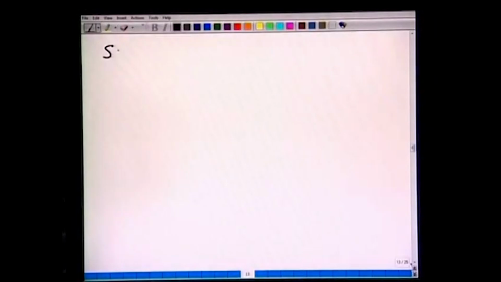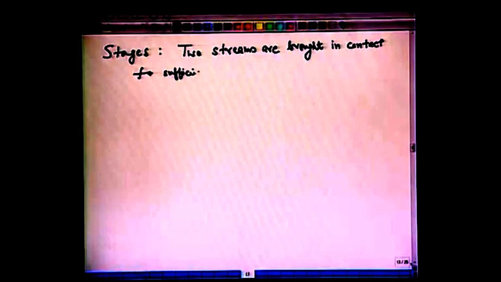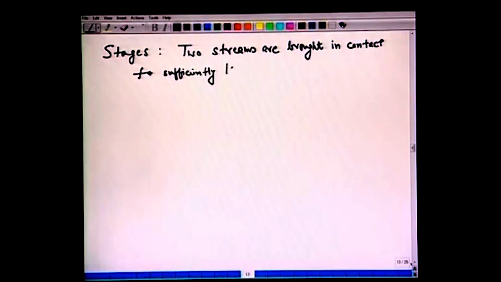So, we have stages, where two streams are brought in contact for a sufficiently long time. Okay, we will see the meaning of this in a minute. What does it mean for sufficiently long time for mass transfer?